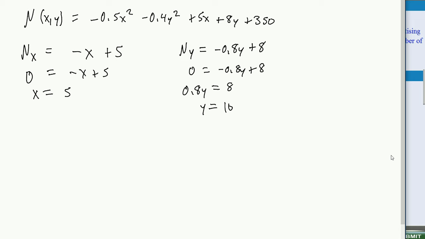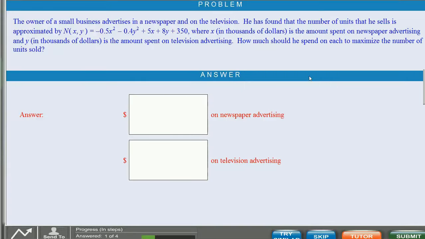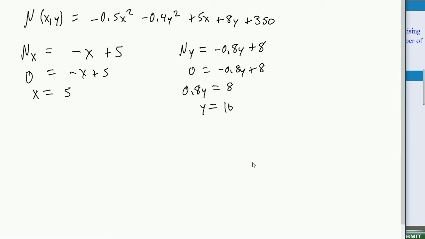But again, remember in the question, x is in thousands of dollars, y is in thousands of dollars. And look at what they're asking here. They're asking for the actual dollar amount. That's why there's the dollar sign there. So when we get 5, that means $5,000. When we get 10, that means $10,000. So that's what we actually need to answer there. So basically just multiply by 1,000.